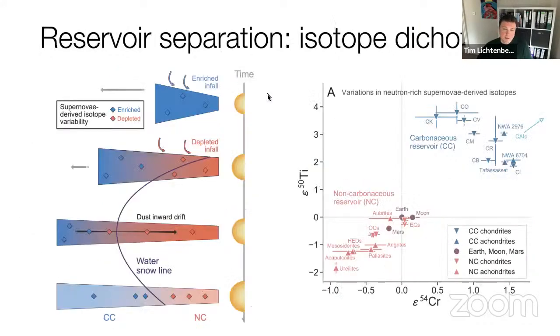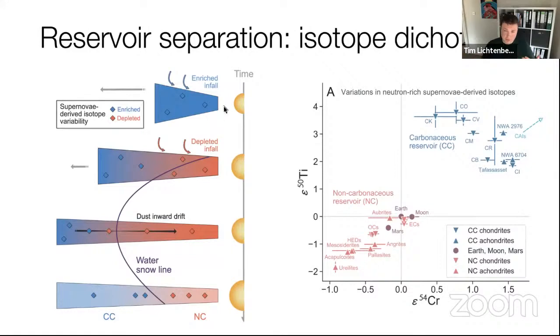Now, let me qualitatively summarize what this means. I told you that this clustering comes from at least two different nucleosynthesis events. The idea is that the infall event itself changed composition over time. So we start building our disk with an enriched infall, where the initial material that builds up the disk is enriched. But then at some point during the infall, the composition of the material that builds up the solar system changes to a depleted composition, which is isotopically depleted in supernova-derived isotopes.